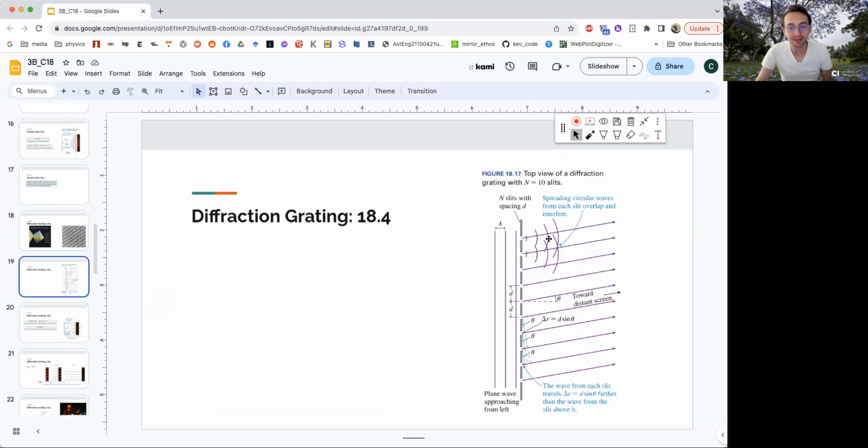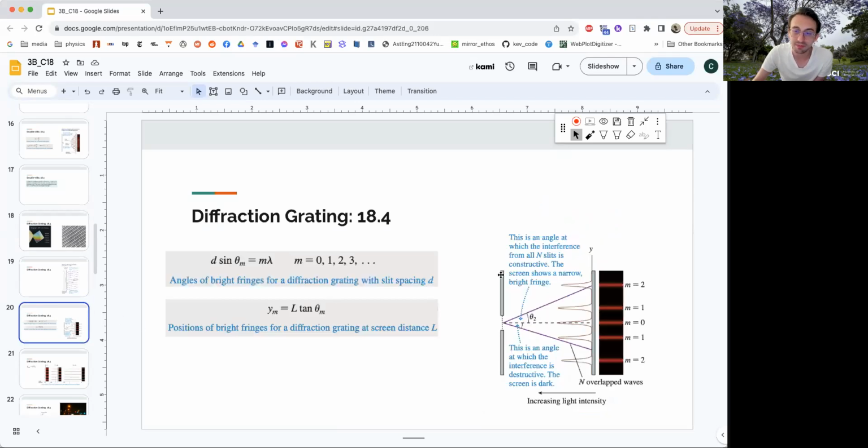So let's look at a picture of one of these. It looks atrocious. You have a ton of openings. The waves are traveling out from each of them and interfering with one another. For every opening, you have a different circular wave coming out, and they're all interfering. But it turns out that these are really symmetrical. You can see that the delta R for each one compared to the next one is just d sine theta, the same as with the double slit. So the formula that we get is basically the same formula as a double slit.